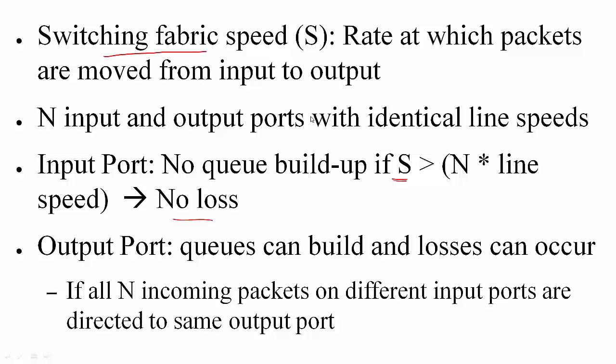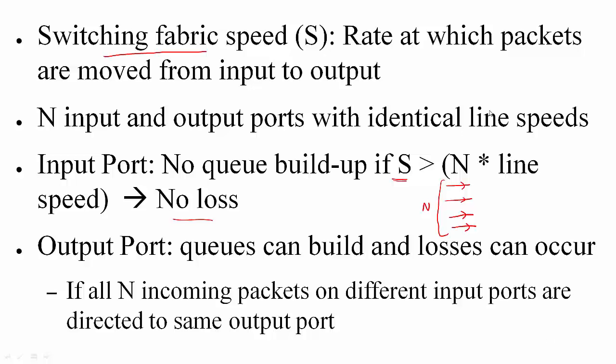Why? What is the worst case that can happen? Worst case will happen when all the input ports are operating at line speed. So you have n such input ports, all of them are operating at line speed. So the aggregated input rate is n times the line speed. Now if you have a switch that operates at greater than this speed, the queue will not build up at the input port because you are transferring the packets quickly to the output ports.